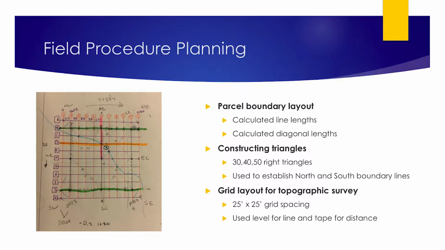For the topo aspect, we decided upon a grid spacing of 25 feet, which would hopefully provide us with an accurate enough surface model given our time restraint out there. We believe 121 shots would be enough to give us 1 foot contour intervals and to represent a good surface. And now, if Riley would like to take over for the field procedures.